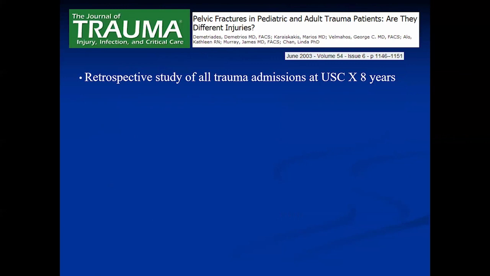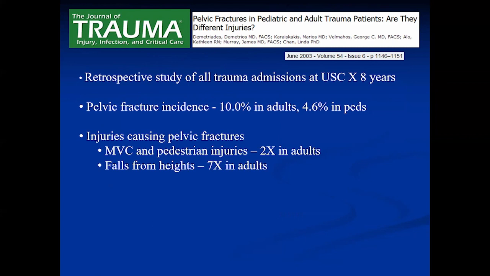Now, if you look at the study that was done in the Journal of Trauma several years ago, where they looked at pelvic fractures in pediatric and adult trauma patients, are they different injuries? This was a retrospective study of all trauma admissions at USC over an 8-year period. They found that the pelvic fracture incidence was about 10% in adults and 4.6% in pediatric patients. The injuries that caused the pelvic fractures were usually car accidents and pedestrian injuries, which were 2 times more common in adults, and falls from heights were 7 times more common in adults.